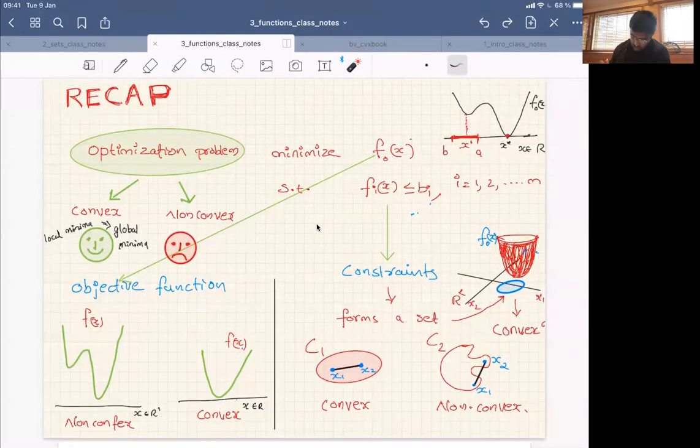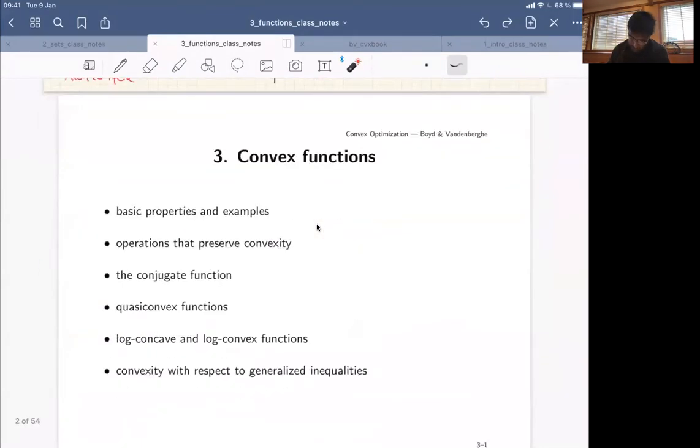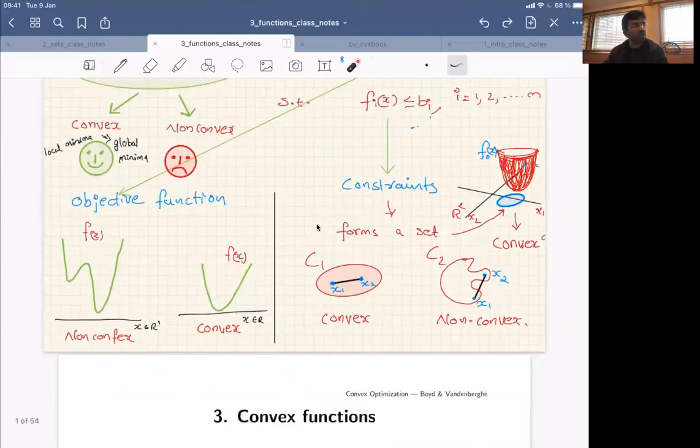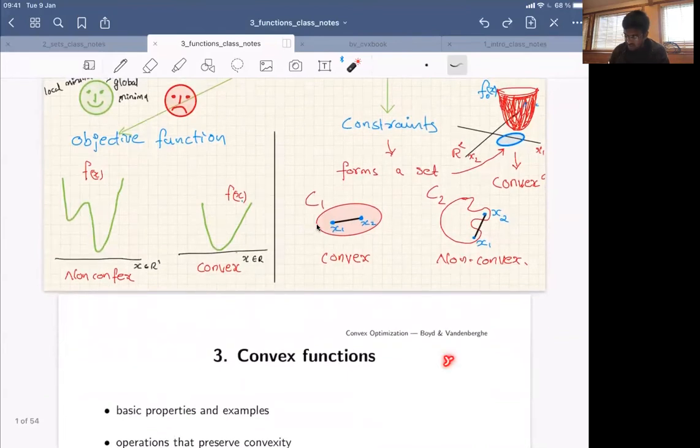So now we saw sets, and now we move to functions, right? This is more important, the concept of convex function, because often in our research, usually the set part is easy. You will have constraints like x greater than 1, x less than 2, or something like a transpose x is less than 5. Most often you can easily identify that, but the function is a bit tricky.